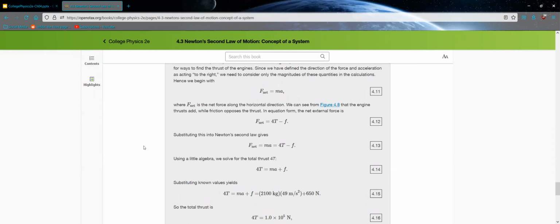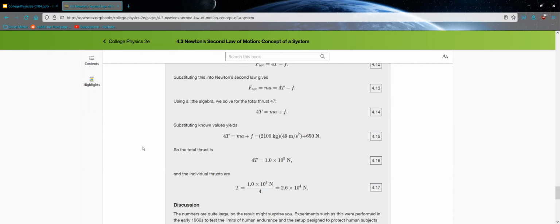And I know that F equals ma, so I can set my equation as 4T minus F equals ma. Cool. What am I solving for? I want to solve for the thrust. I want to solve for T. So I rearrange my 4T minus F equals ma, throw my F on the other side, make it an addition, and start plugging in my numbers. Let's go in here, substitute your values, 4.15.